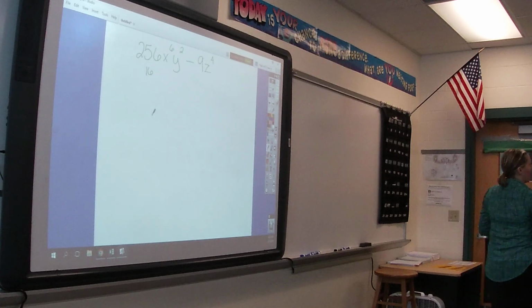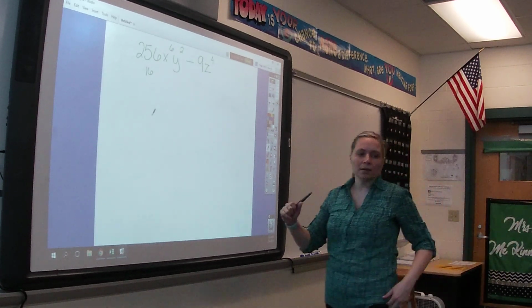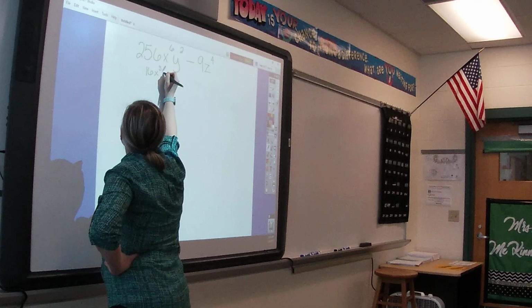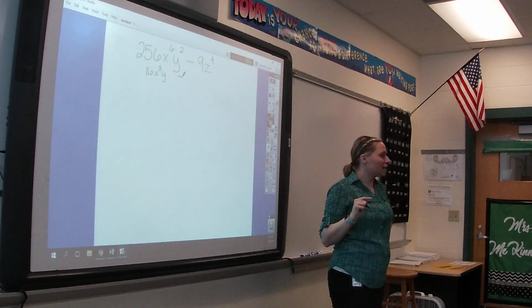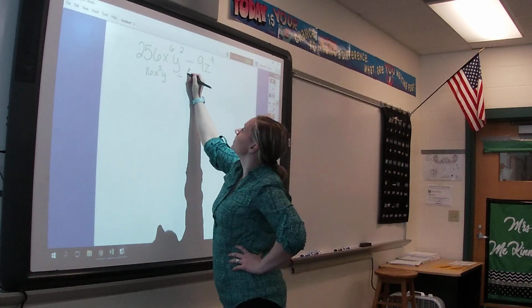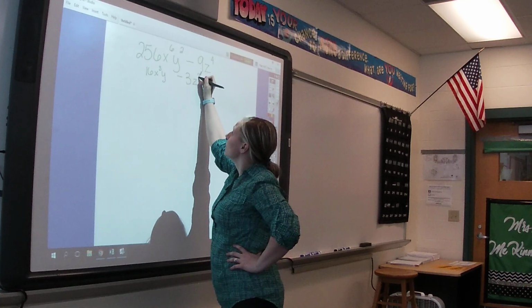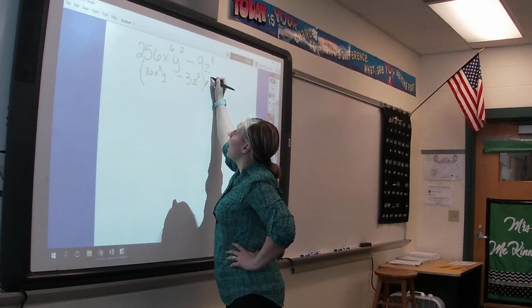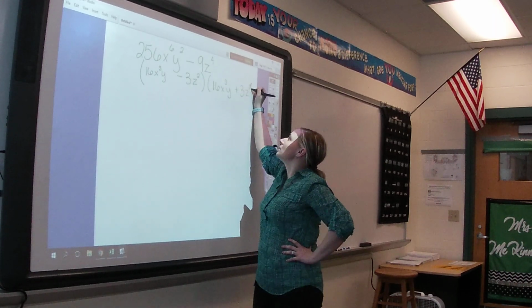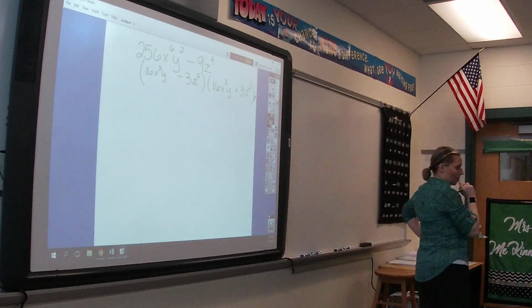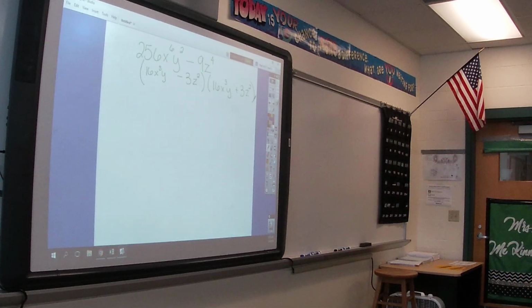And then we'll take half of the exponent, so what's half of x to the 6th? x to the 3rd. And then y to the 1st. And then what number times itself is 9? 3. Z, the second. 2. Does that make sense? That is the special cases.